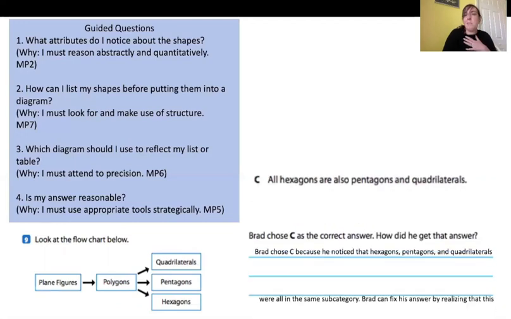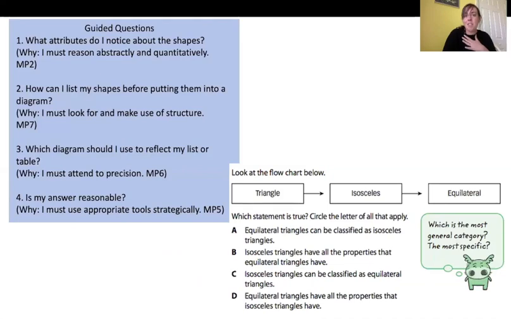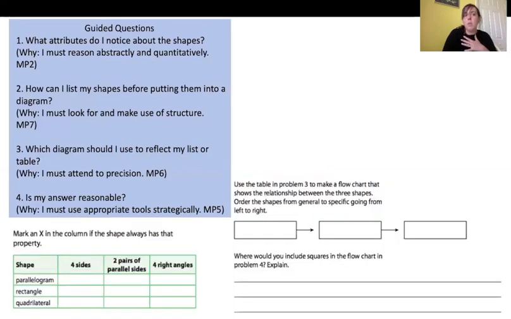Here's some more examples. If you need them, you can go back, pause, look at these, think through some of them, but I really want to dig in to your packet. Okay, so this problem is in your packet. I would pause right now after reading through the guided questions, try this on your own, and then press play. Come back and see, hey, did I get this right?